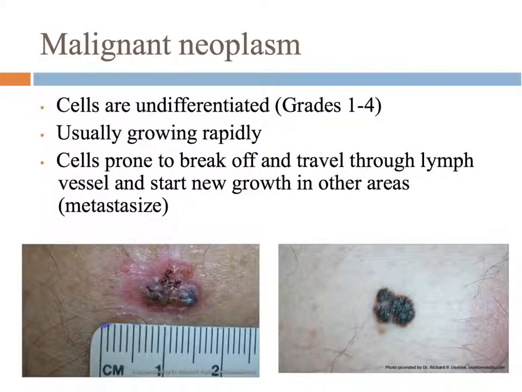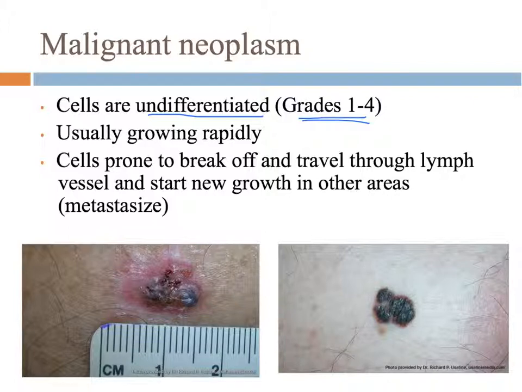A malignant neoplasm has very undifferentiated cells. They don't look anything like the original tissue where the cell originated from, or the tissue that is around it. They are graded on a level of 1 to 4, 1 being fairly differentiated still. 1 is the best. 4 would be ones that are very much undifferentiated and are just busy dividing.